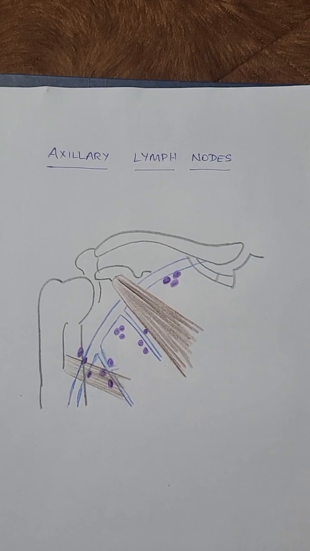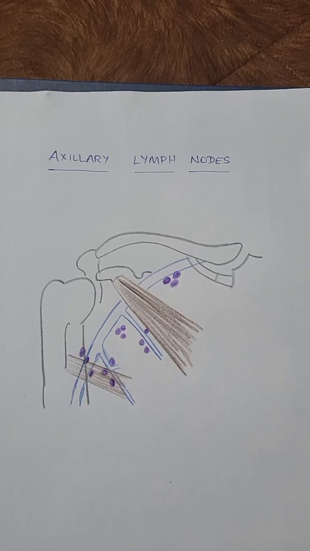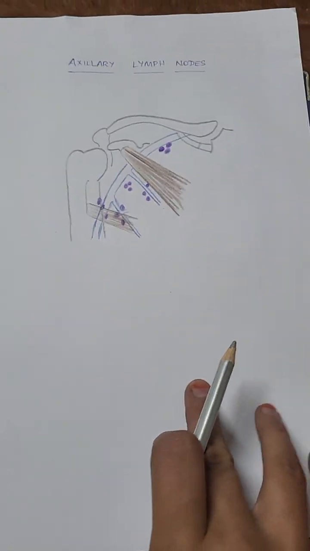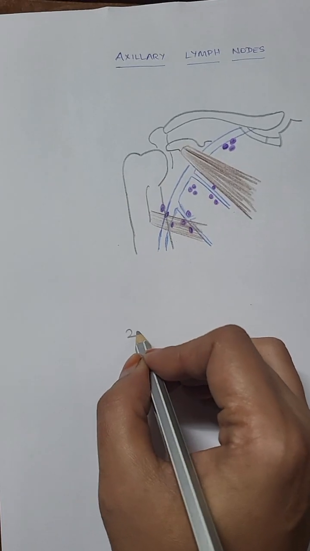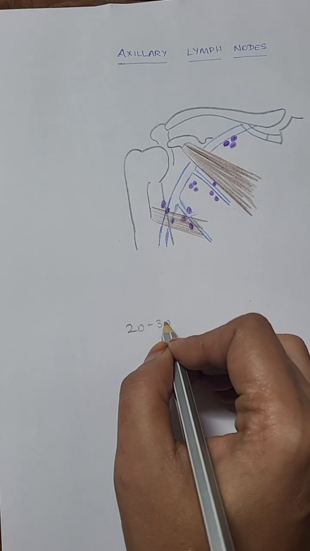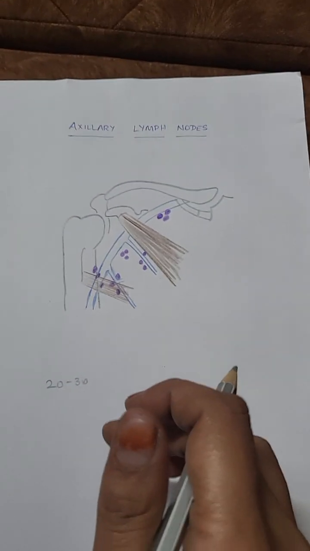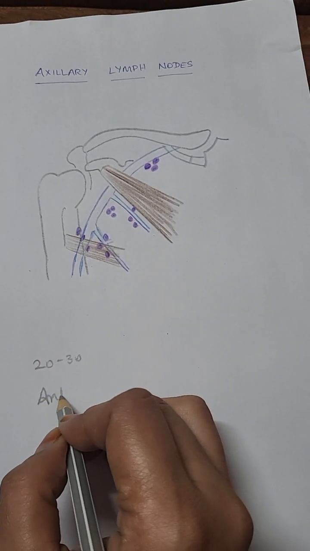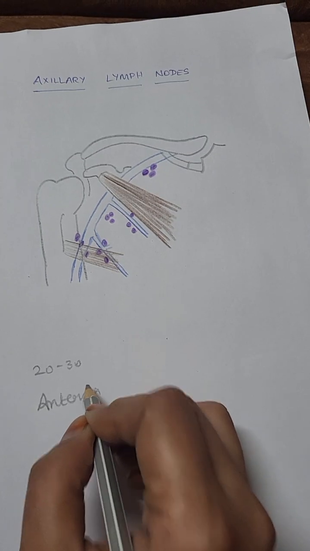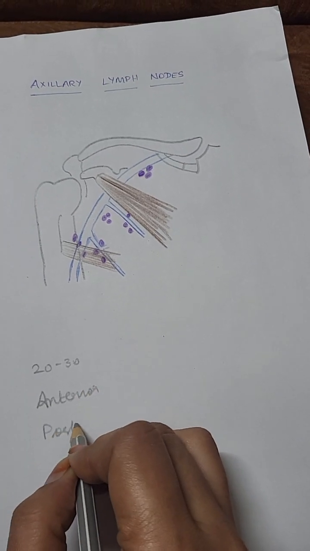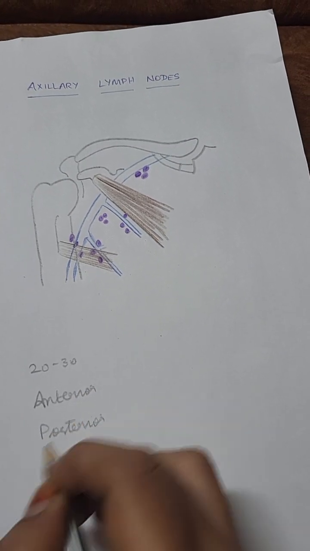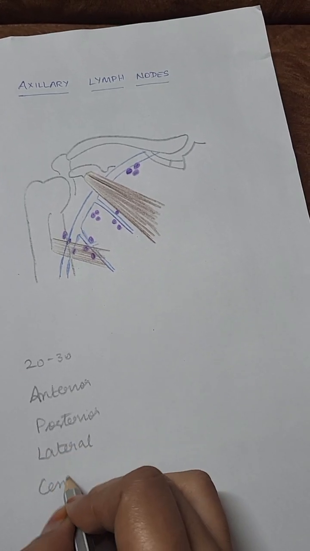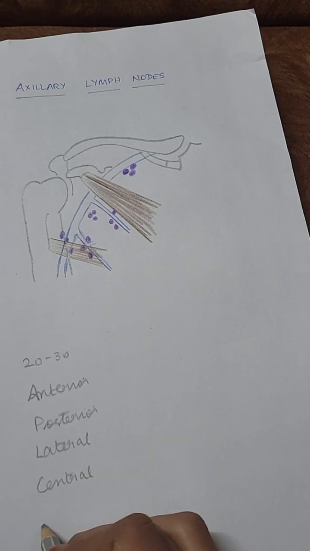So the breast drains into axillary lymph nodes. These are the axillary lymph nodes, and they are 20 to 30 in number, situated in the axilla. They are classified into groups. So we have the anterior group, otherwise called pectoral group; posterior group, otherwise called subscapular group. Then we have a lateral group, central group, and apical group. So these are the 5 groups of lymph nodes.